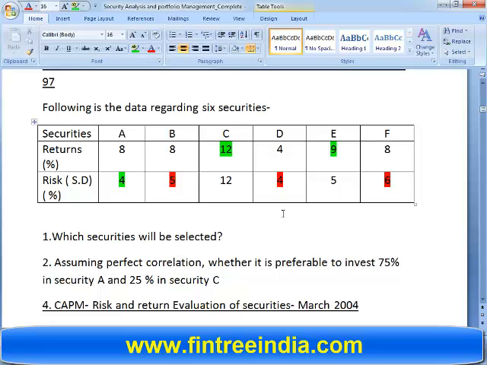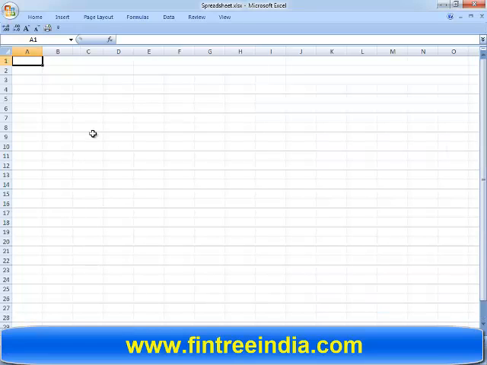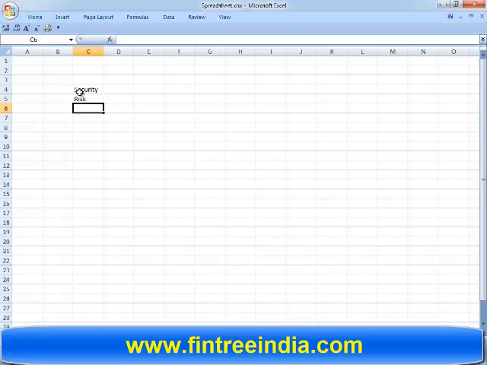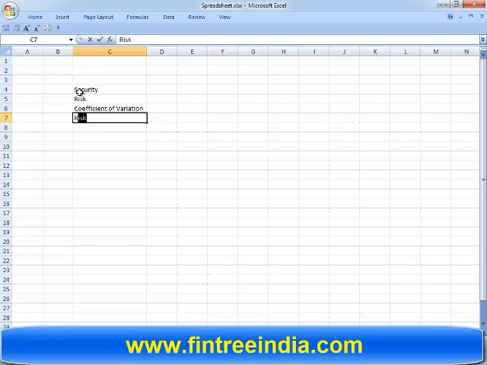Say question number 3. Now first what you do is give ranking to the portfolio. I'll also do it for you here. We will first make the same column. So we'll say security. Then below that we will say risk. And then we will say coefficient of variation. And later on, ranking based on coefficient of variation.